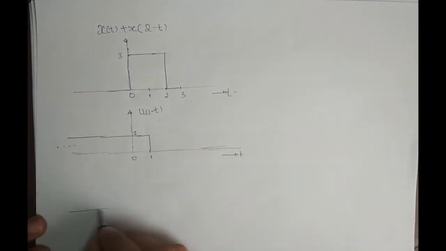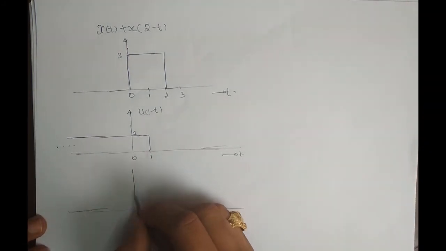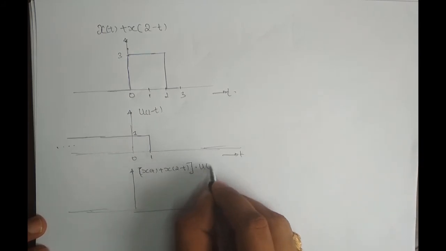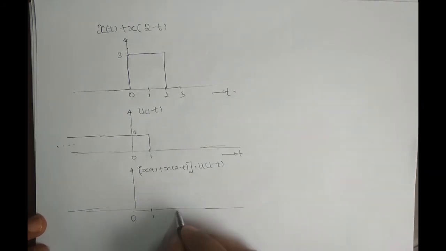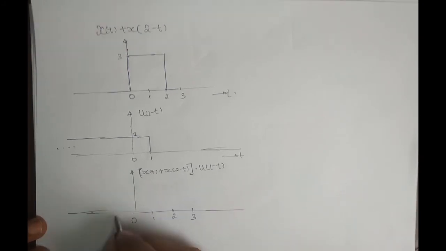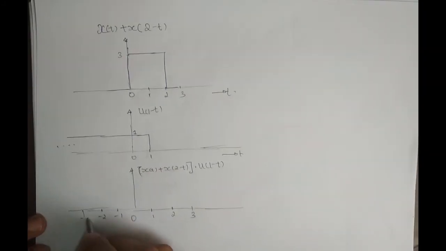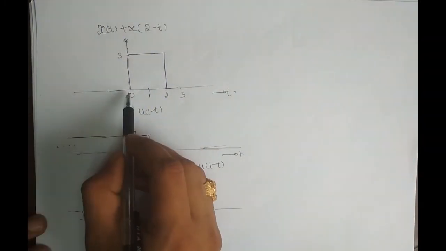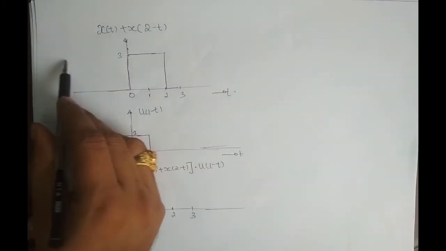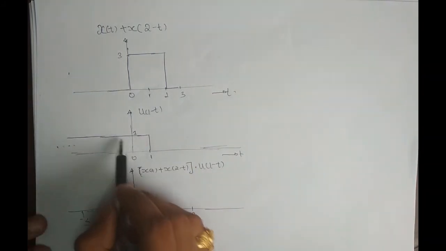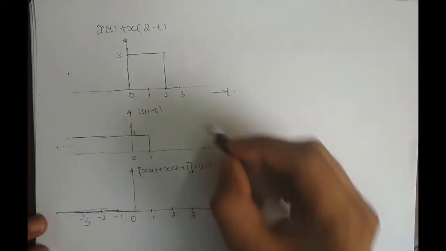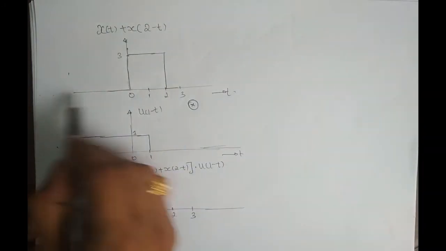So what happens if I multiply these two? So this is x of t plus x of 2 minus t multiplied with u of 1 minus t. So 0, 1, 2, 3, and minus 1, minus 2, minus 3. Now for t varying from minus infinity till t equal to 0, I have amplitude 0. 0 multiplied by anything is actually 0, right? So from minus infinity to 0, it's completely 0 because I am multiplying it. So 0 into any signal is 0.